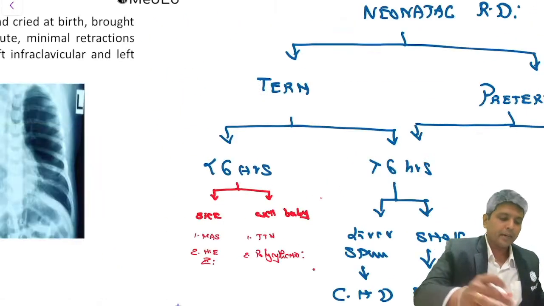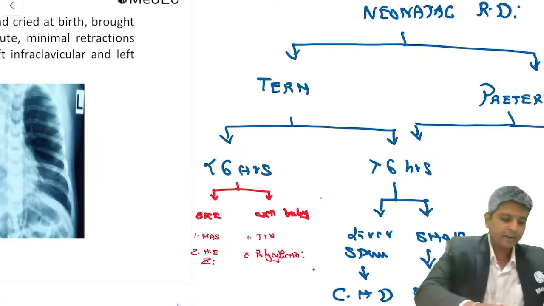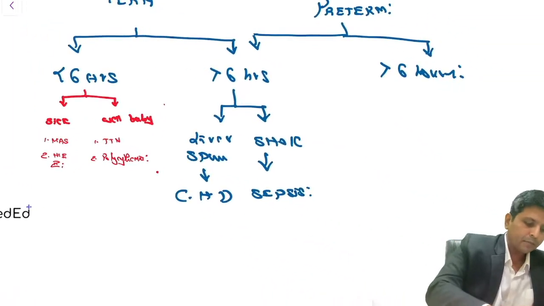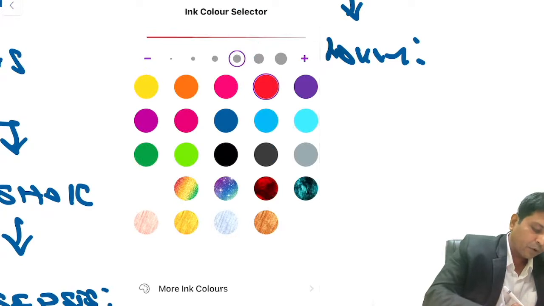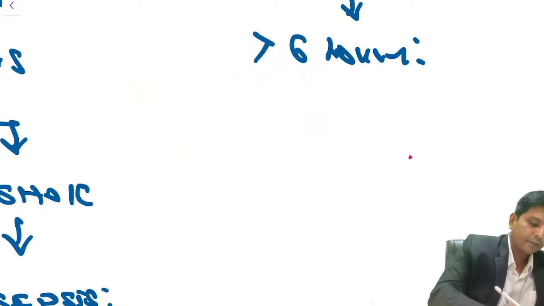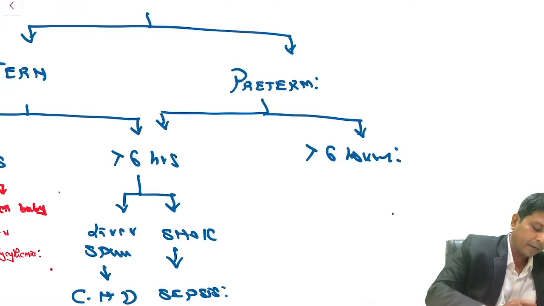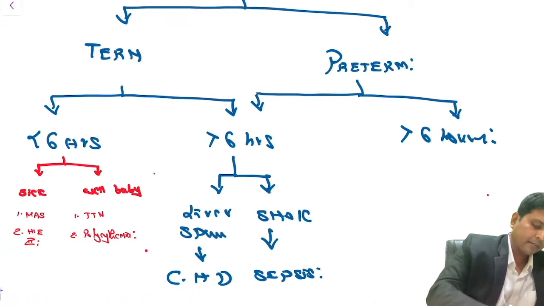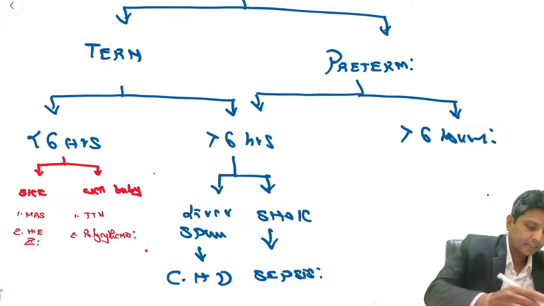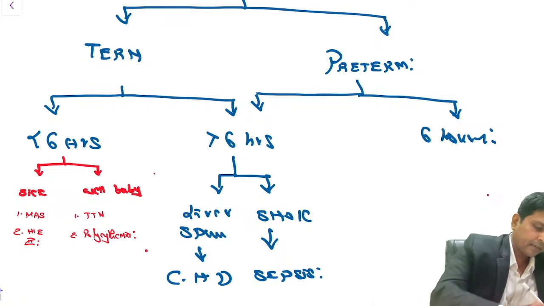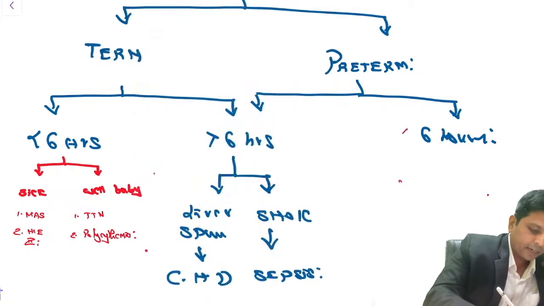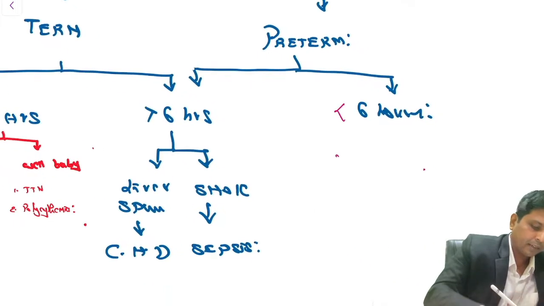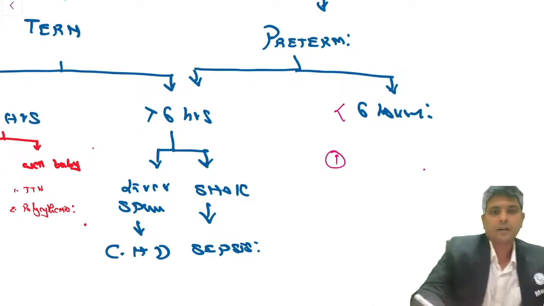These are all the medical conditions associated with respiratory distress. If it is more than 6 hours, in term or in preterm, the causes are one and the same. Whereas when it is preterm and less than 6 hours, what are all the causes? Only two causes.